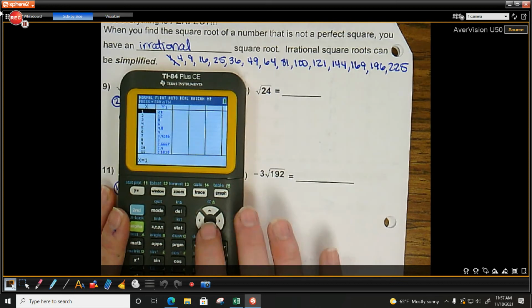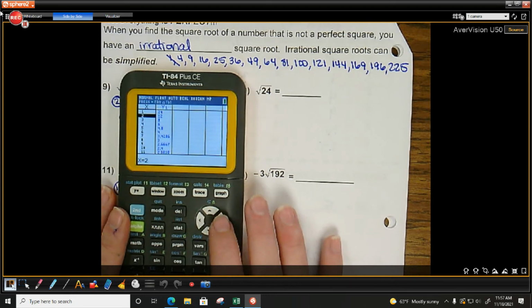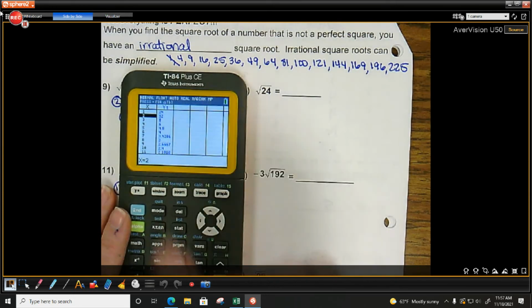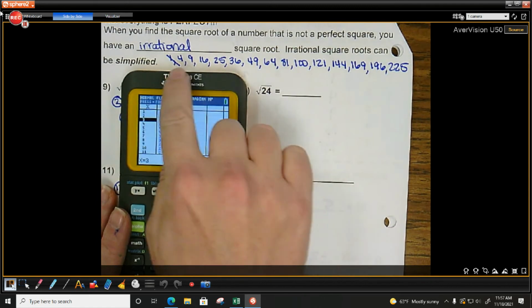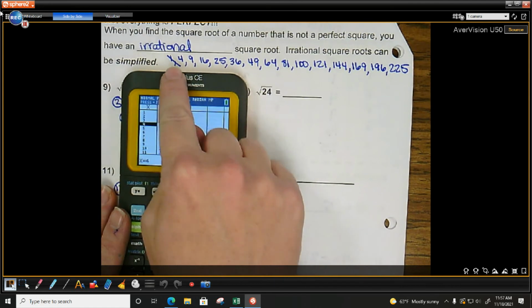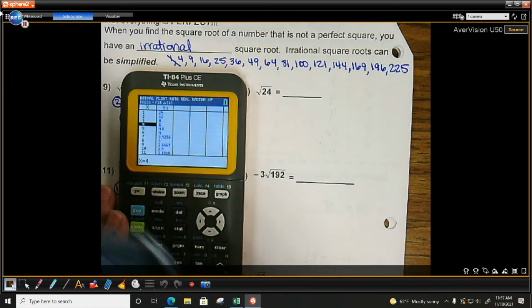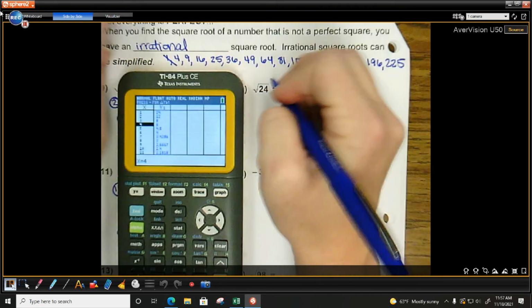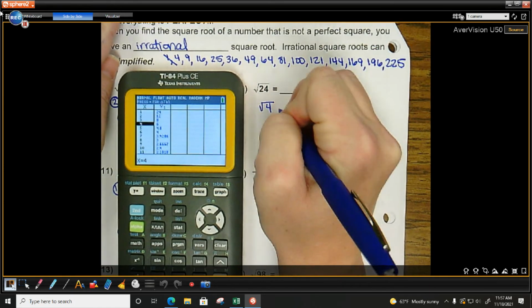2 and 12. 2 is not on my list. 12 is not on my list. 3 and 8. 3 is not on my list. 8 is not on my list. 4 and 6. Is 4 on my list? Yes. So I can break this up into the square root of 4 times the square root of 6.